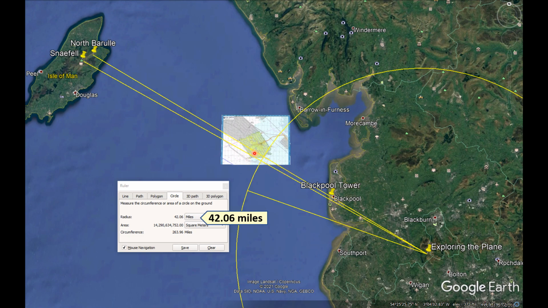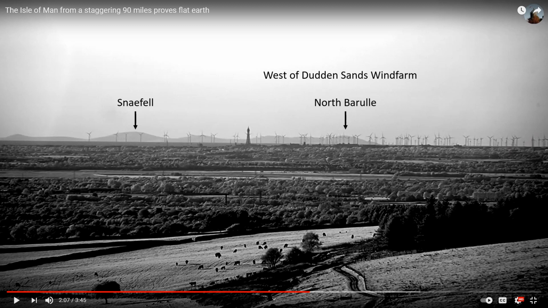And you can see that they are on the southern edge of this wind farm. So in the photograph, most of the wind turbines are going to be to the right. And also the distance from Exploring the Plane to the front edge of this wind farm is about 42 miles. Now this photo shows that my alignment is correct because we see that most of the wind turbines are over here to the right of North Barule.